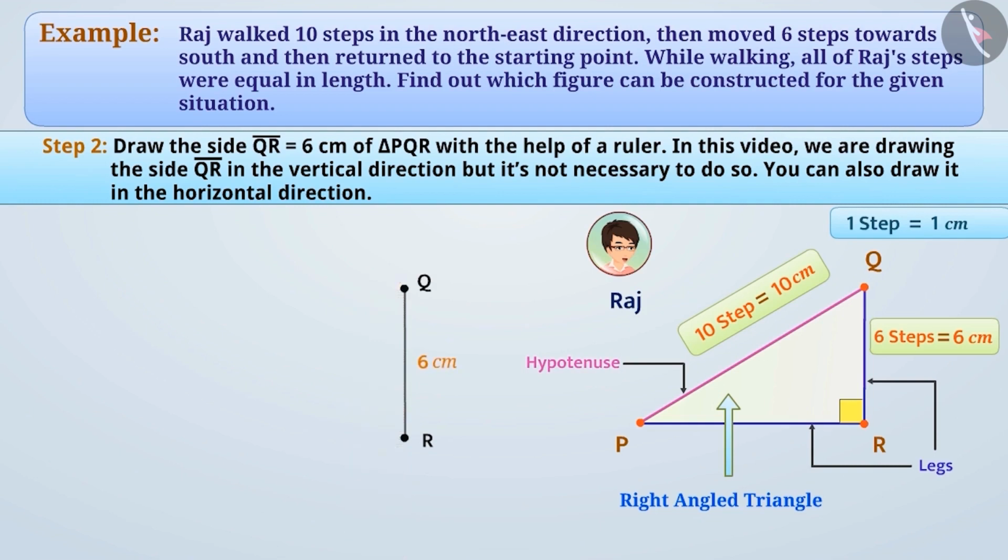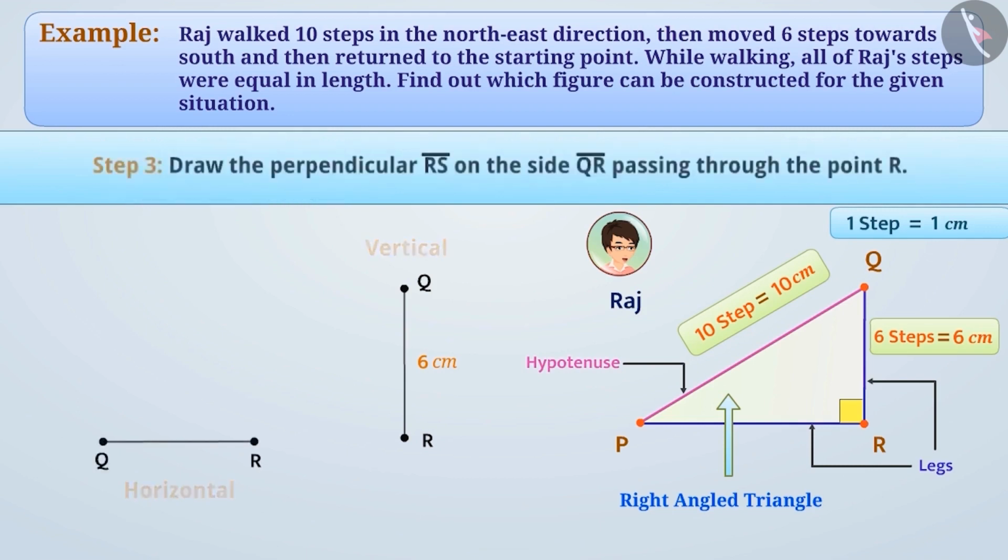In this video, we are drawing the side QR in the vertical direction. But it is not necessary to do so. You can also draw it in the horizontal direction. Step 3. Now, we will draw a perpendicular RS on the side QR which passes through the point R. Vertex P must be located somewhere on this perpendicular.